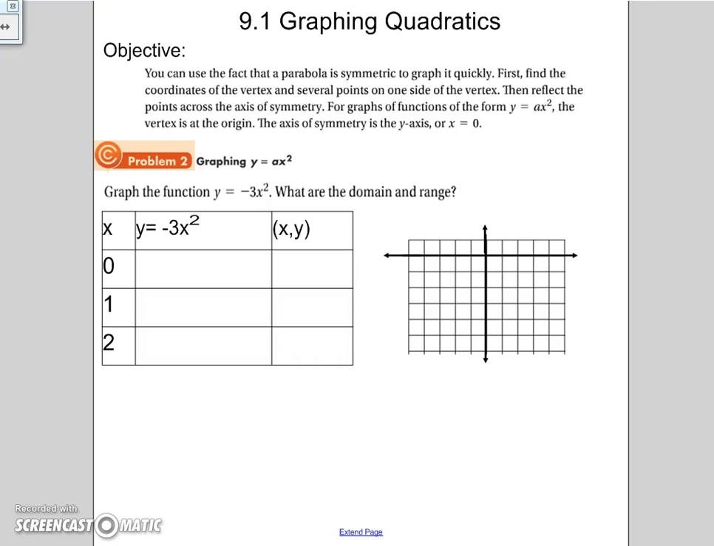So you can use the fact that a parabola is symmetric. That's going to help us graph these rather quickly. You can also use your graphing calculator, for those of you that have one. Using your y equals button, you can type in a function.